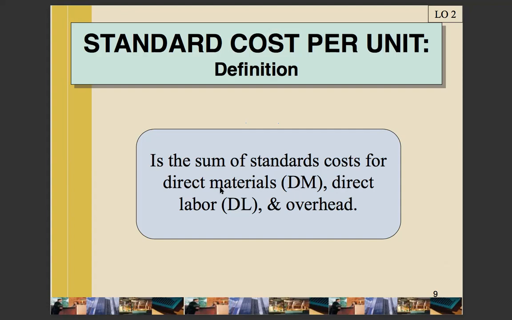I think you've watched the video related to the classification of the costing system. The one that, by the way, has been explained in the video also. So basically there are three costing systems, right? The first one is the actual costing. The second one is the normal costing system. And the third one is the standard costing system.